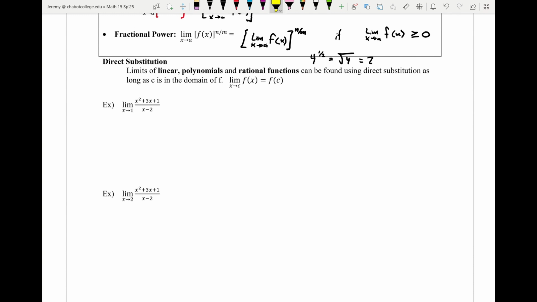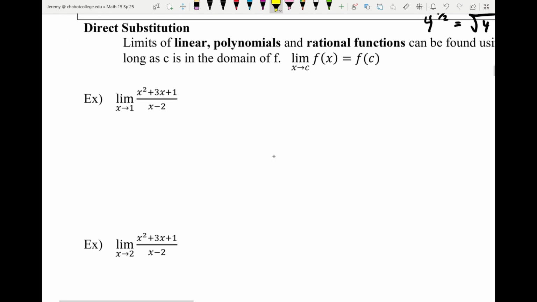Well, the only thing we have to really watch out for with these rational functions is, will the denominator go to 0 if we plug in 1? That's the big thing to watch out for. In this case, no. So we can direct substitute. We are allowed to just plug in 1. So let's do that: 1 squared plus 3 times 1 plus 1 over 1 minus 2. And this simplifies. I think we get 5 in the numerator, and negative 1 in the denominator. So this limit is just equal to negative 5.